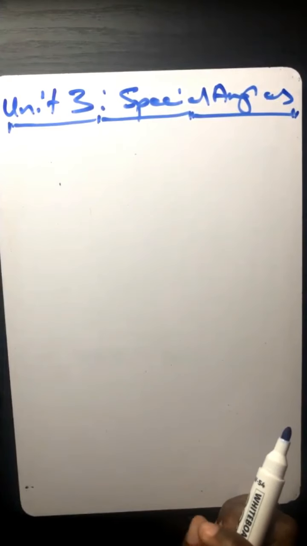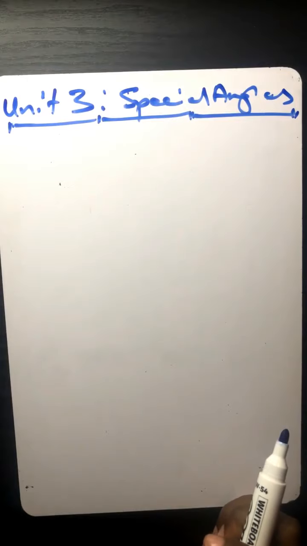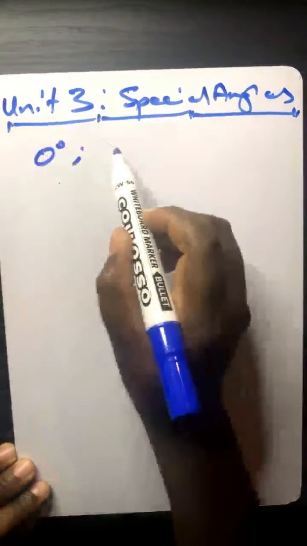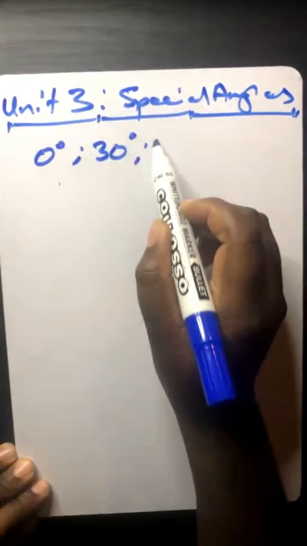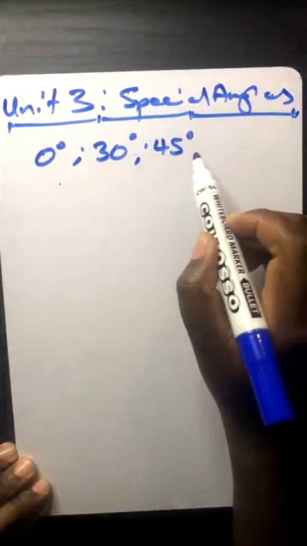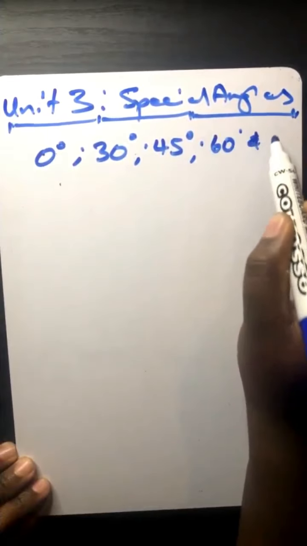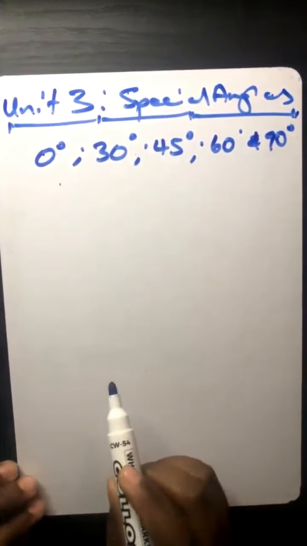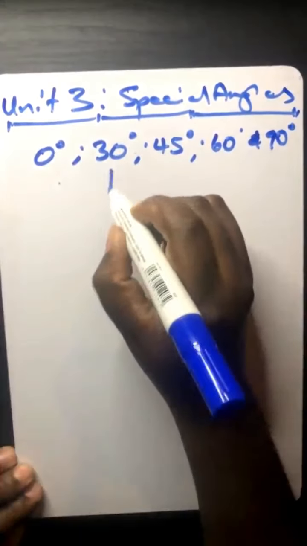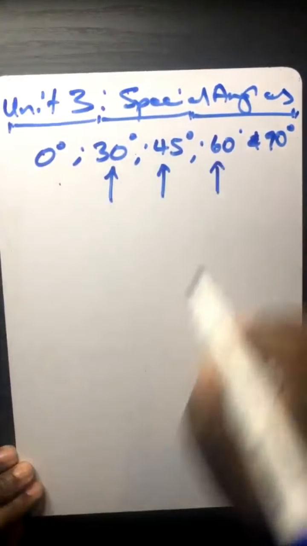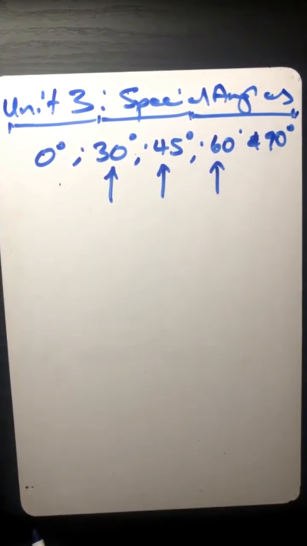So ratios of certain angles are well known, and we can use them to solve problems. And these angles, LB, are 0 degrees, 30 degrees, 45 degrees, 60 degrees, and 90 degrees. So for this lesson, we'll focus only on 30 degrees, 45 degrees, and 60 degrees.